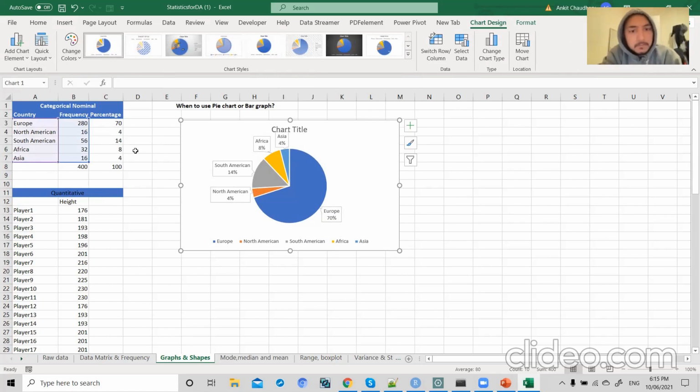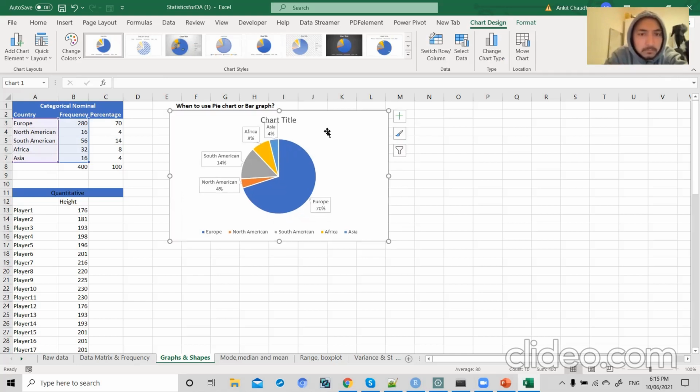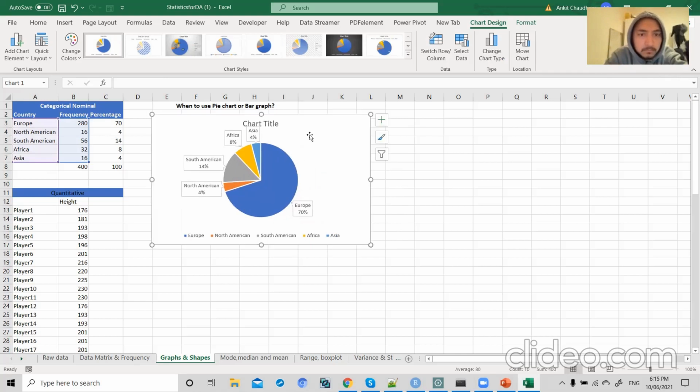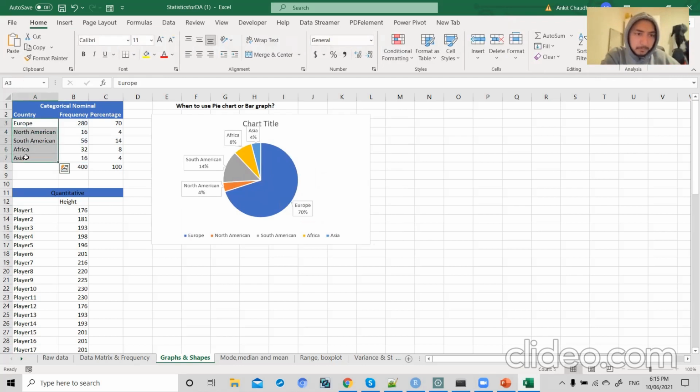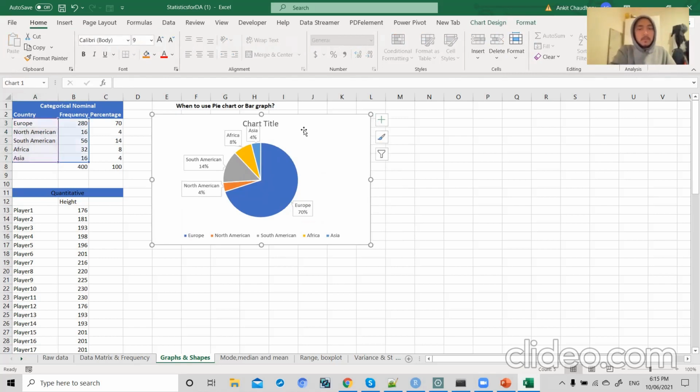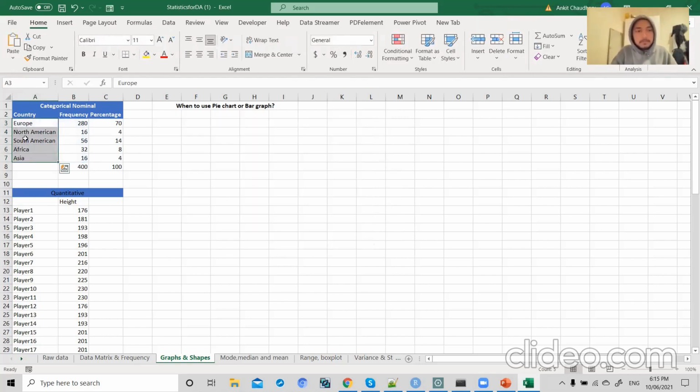Okay. So if we have this category, for example, we only have five countries, right? Here it's easier for us to visualize information using a pie chart. Here we can clearly see that the highest player share belongs to Europe. So we can easily see that most of the players are from Europe, okay? However, if the number of countries is like 10, 20, 30, then it's not good to use a pie chart. In that case, we use a bar graph.